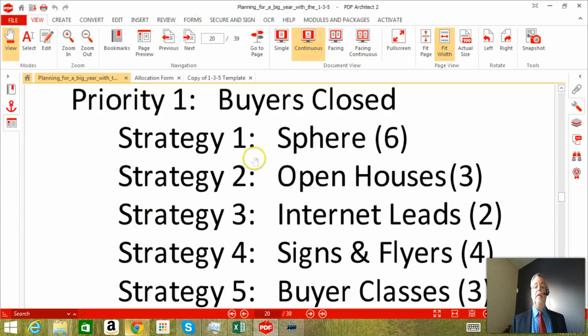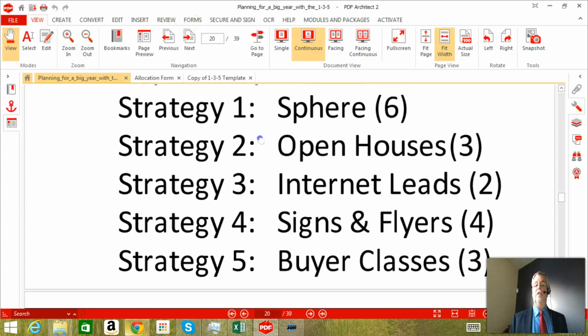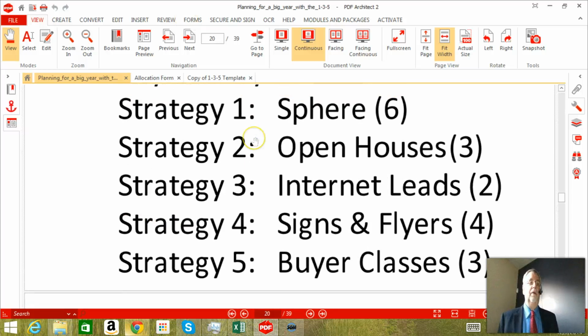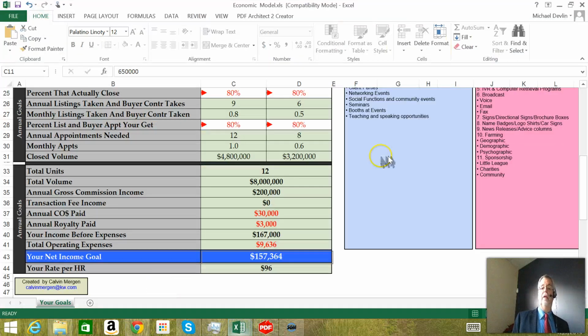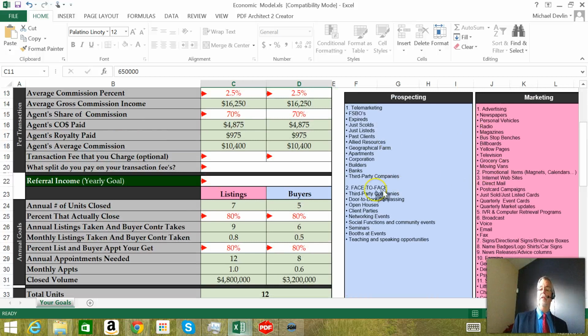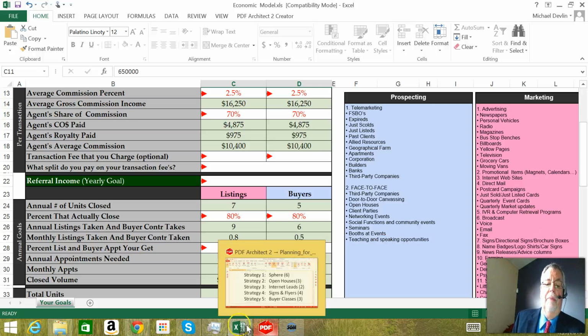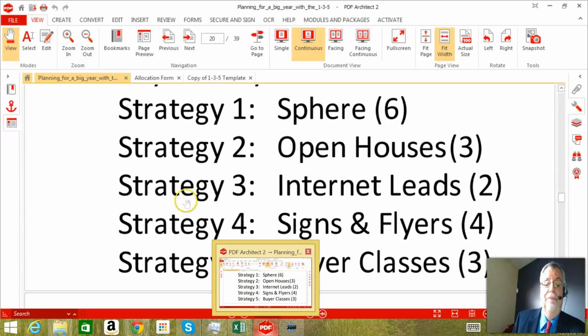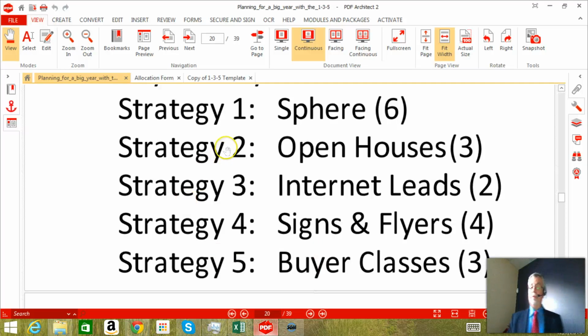Do you do classes? Now, I'm not saying this is the entire list. The Millionaire Real Estate Agent, by the way, if you may have noticed this when we did this economic model. Notice this list here that was on the economic model of prospecting and marketing. This isn't an exclusive list, but this comes from page 138 of The Millionaire Real Estate Agent. And basically, it's the ways in which you could find buyers.